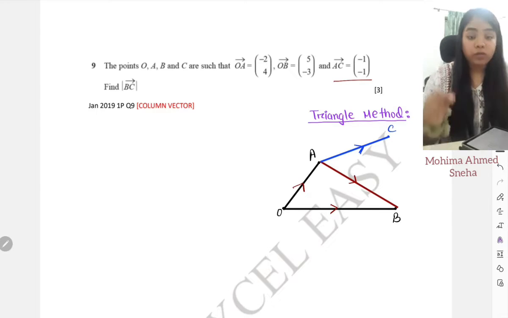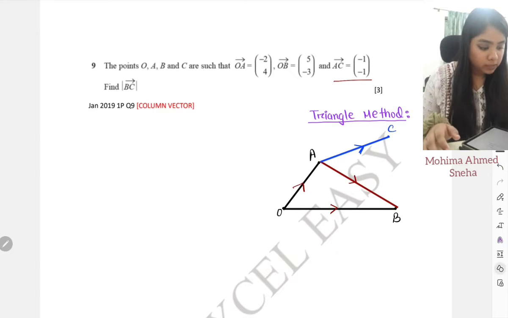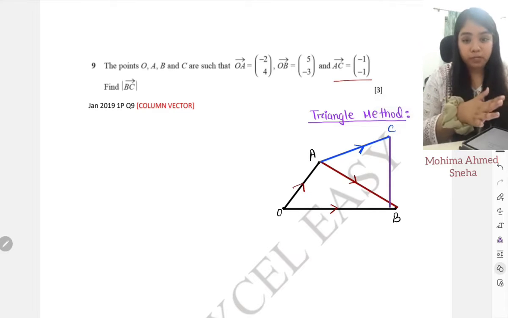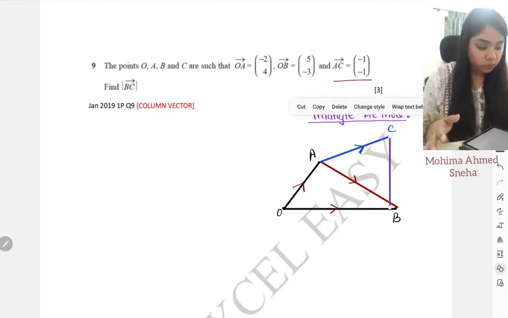You are entirely focused on finding BC in this case. So BC should be in a different color, like this. This is BC, the deep purple line. That's what you are trying to find in this vector.